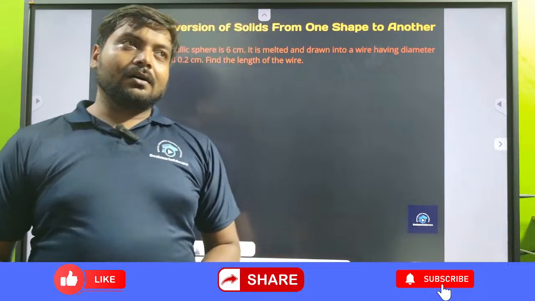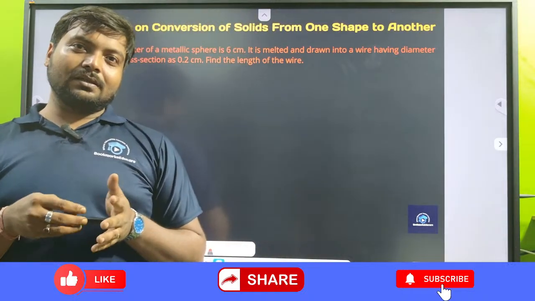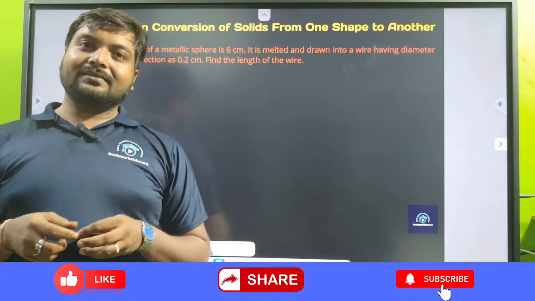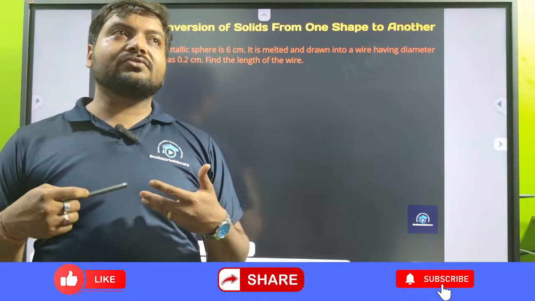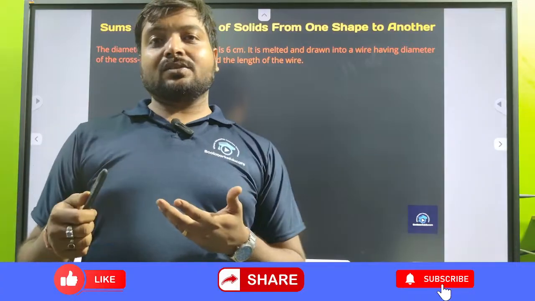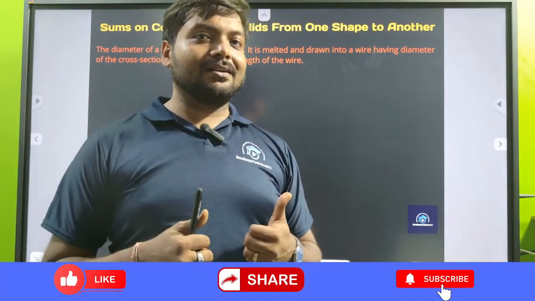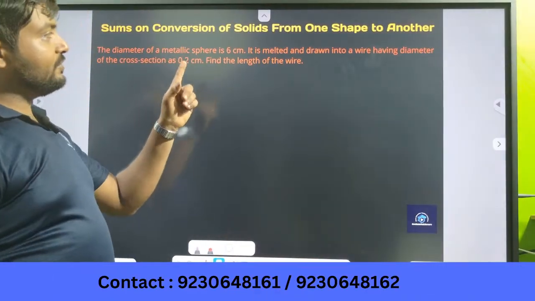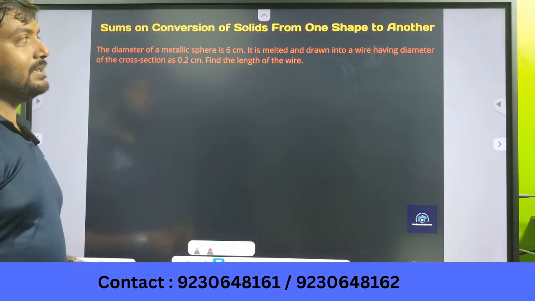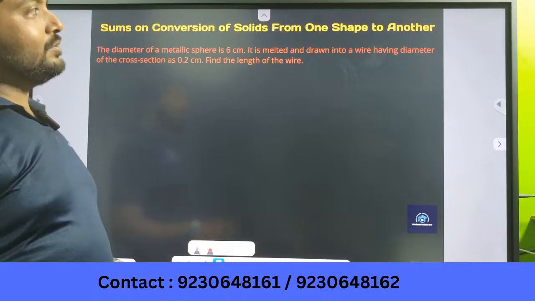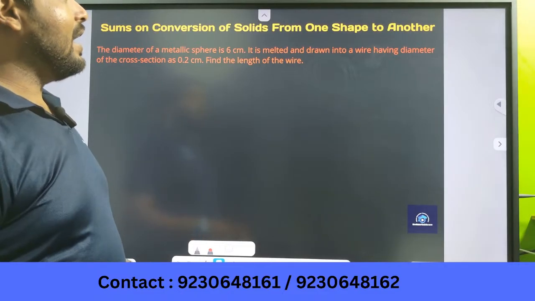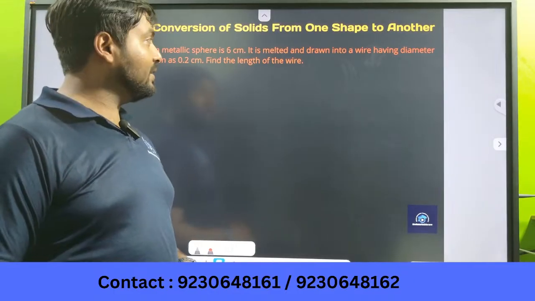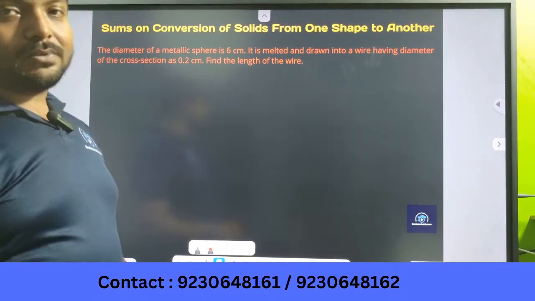Sums on conversion of solids from one shape to another. That means a solid was in the form of a solid, and it is melted down and transformed to another solid which is not the same as the earlier solid. Like here, the diameter of a metallic sphere is 6 cm. It is melted and drawn into a wire having diameter of the cross section as 0.2 cm. Find the length of the wire.